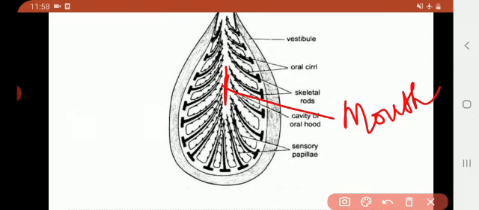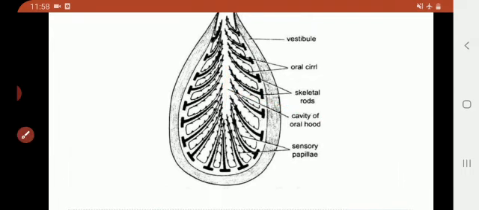And you can see all these oral cirri are supported by what you call the skeletal roots or the supporting roots. You can see over here, marked in black. Every oral cirrus is supported by skeletal roots. So this is the basic structure of the oral cirri, and the oral hood.